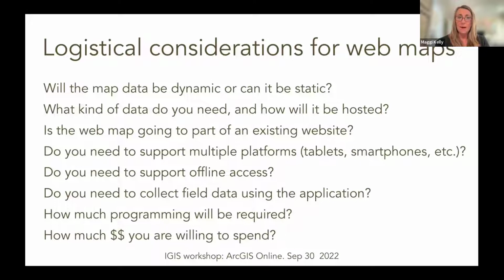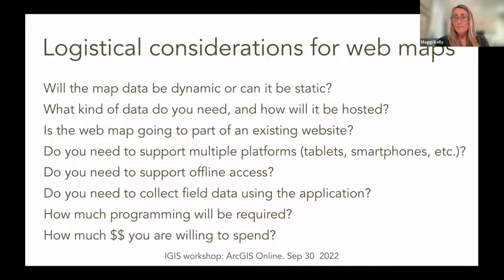Do you want to have dynamic maps or static maps? What kind of data do you need and how is it going to be hosted? Are you going to host it or are you going to be pulling from somebody else's API? Is this web map going to be embedded in an existing website? Do you need to support multiple platforms, tablets, smartphones, et cetera? And Esri does a great job of showing you what your map's going to look like on all these different platforms. Do you need to support offline access?